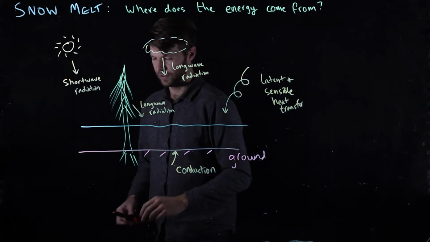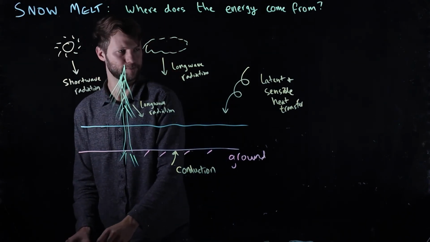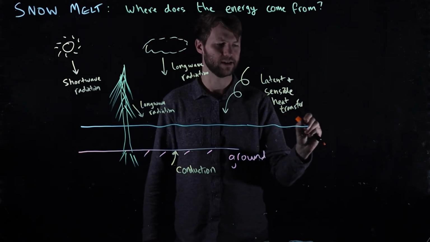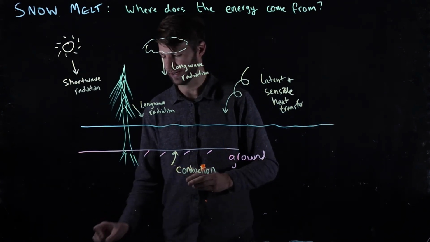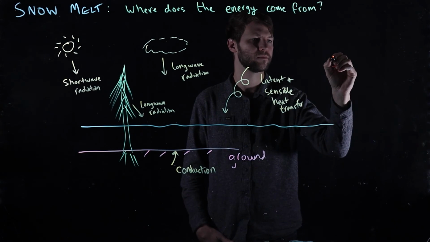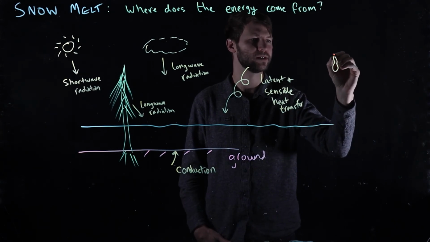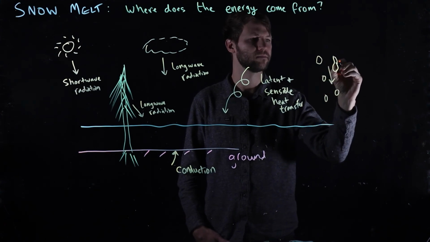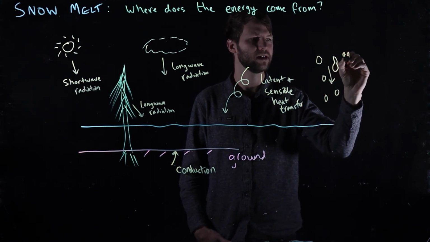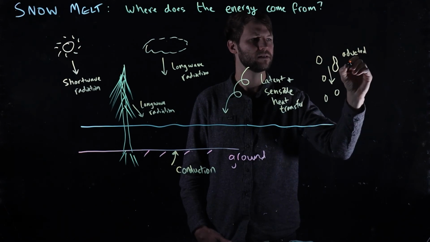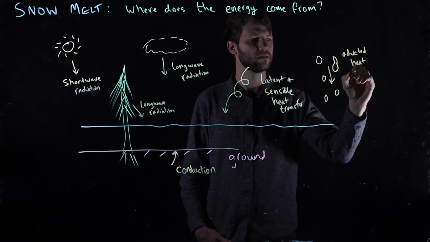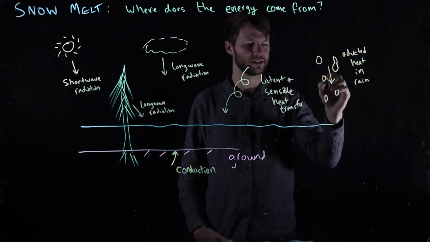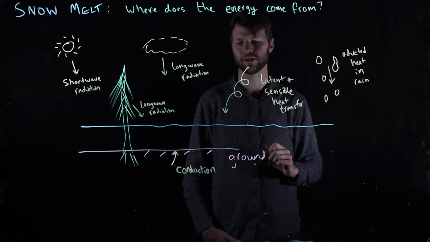Finally, there's one other source that we should consider, and that is, imagine that it's springtime and it's raining. So these are supposed to be raindrops here coming in. So this would be advected heat. If it rains and that rain is very warm, it's going to bring that warmth down into the snowpack.